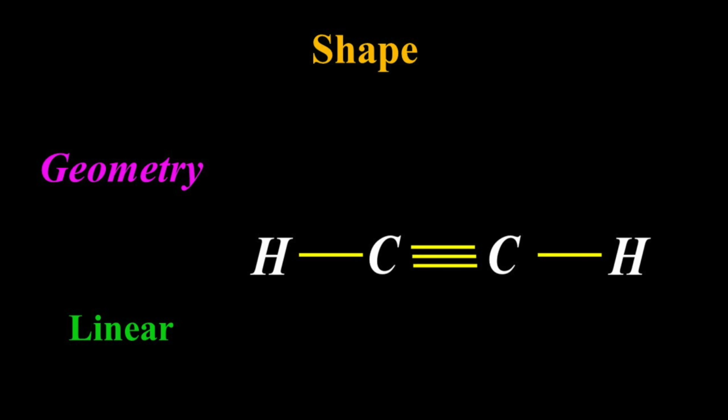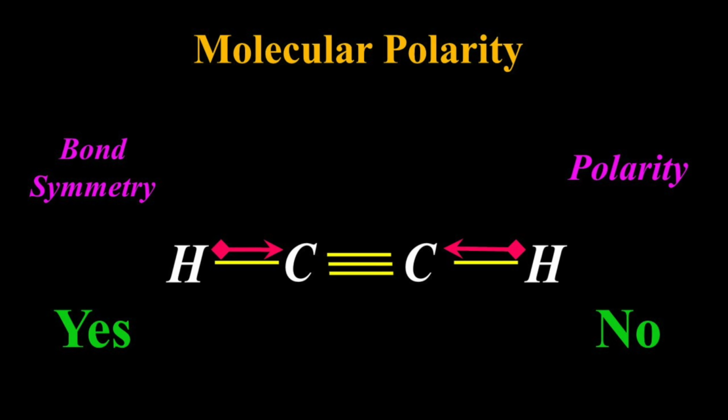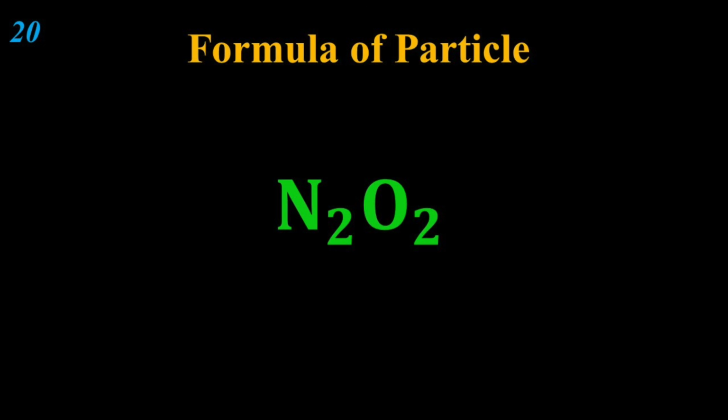So the geometry is going to be linear, clearly linear. And we're going to put in the dipoles, but there's no dipole, obviously, between the 2 carbons. So the dipole, which is going to be going towards the carbon, is going to look like this. And yes, we have bond symmetry, but no, we do not have polarity. So here's another one, our next formula. I think this is the last one for this problem set.